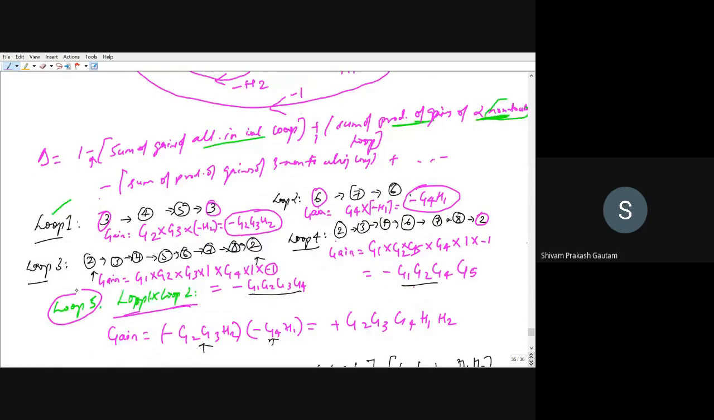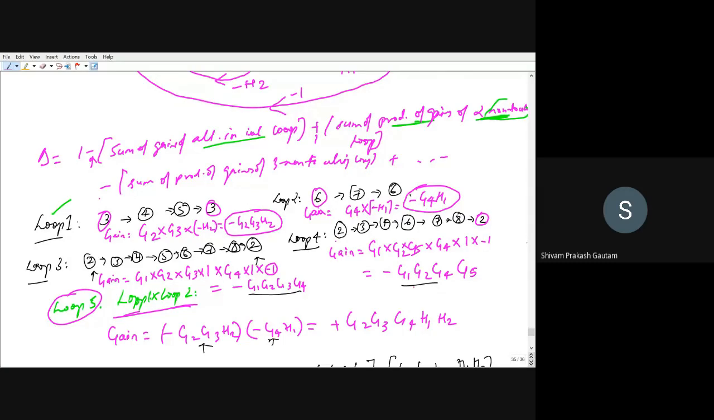See, if you compare loop 1 and loop 3, you can find that node 3 is common, node 4 is also common, node 5 is also common, node 3 is again common. If you compare loop 1 with loop 4, node 3 is common. If you compare loop 1 with loop 2, there are no nodes common between loop 1 and loop 2. Are you getting my point? So they are non-touching loops. Is there any other loop which does not have a node in common? All the other loops have common nodes. So loop 1 and loop 2 are two non-touching loops.